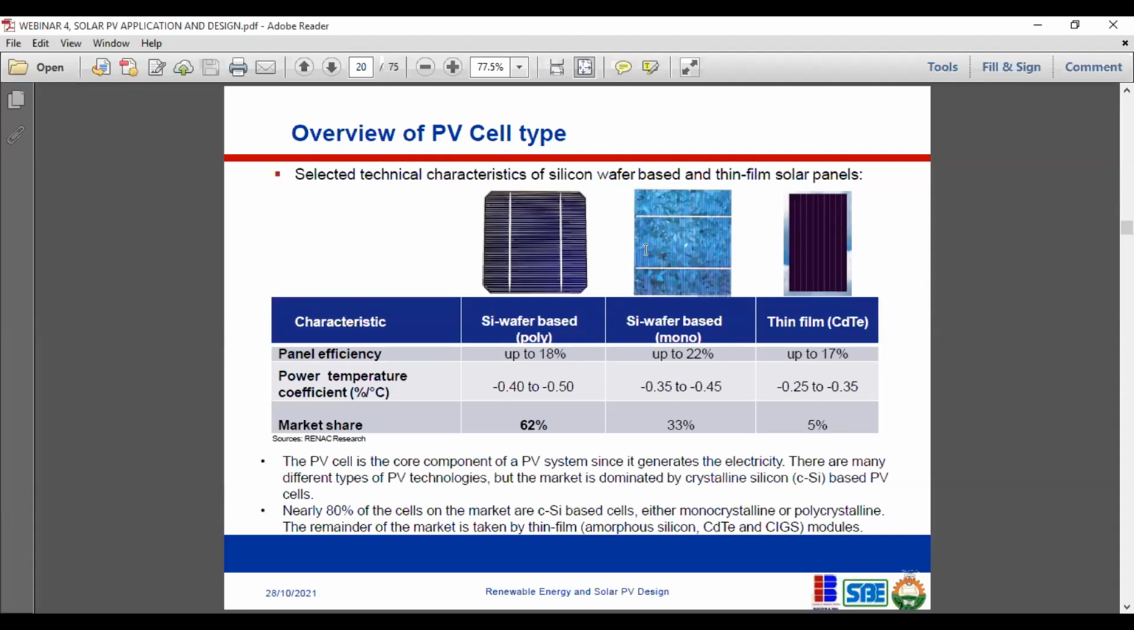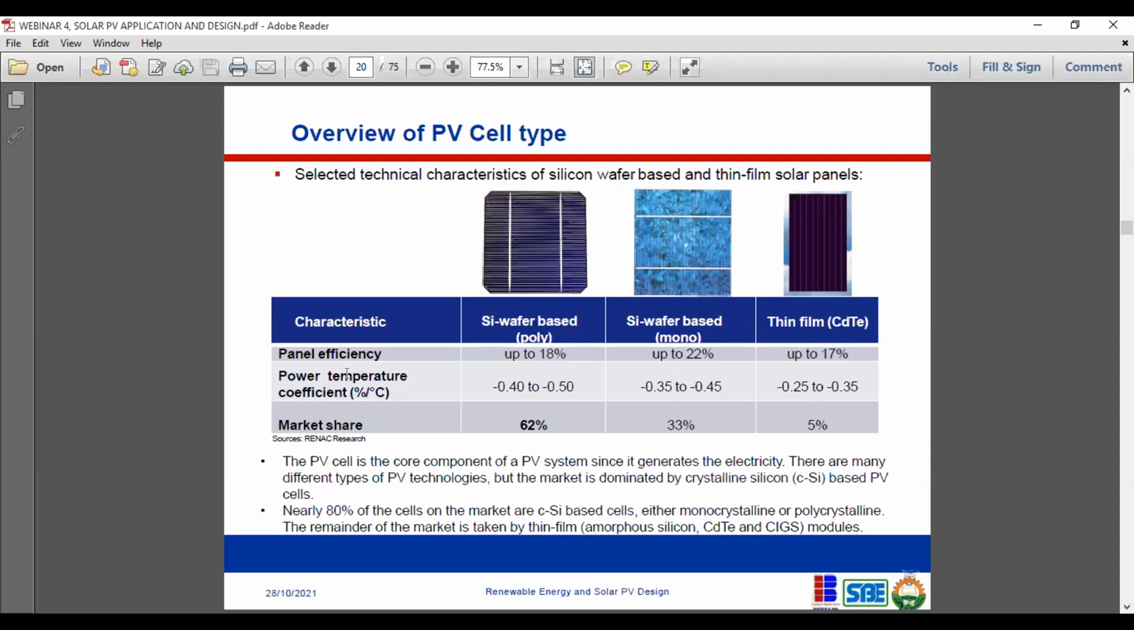Okay, so if you look at some of the statistics that have been thrown up here, let me just run this because this used to be the market situation, but it would have changed by now. So the first cell you're seeing on your right is the polycrystalline panel. The one in the middle is the monocrystalline panel, and then you have the thin film panels. So they all have different efficiencies. The polycrystalline has up to 18% efficiency. The mono has 22% efficiency, and then the thin film has 17% efficiency. They all have their own advantages and disadvantages.